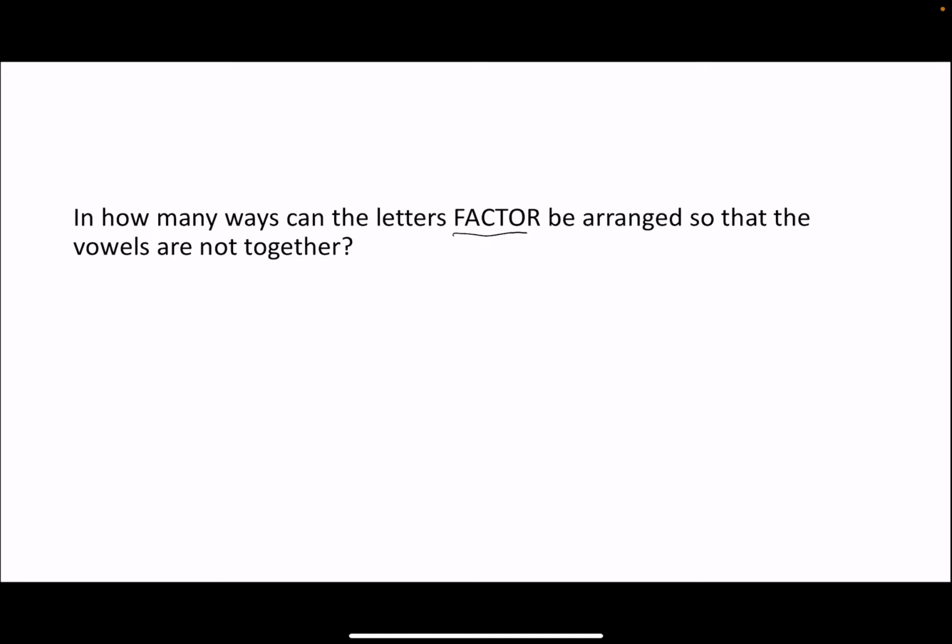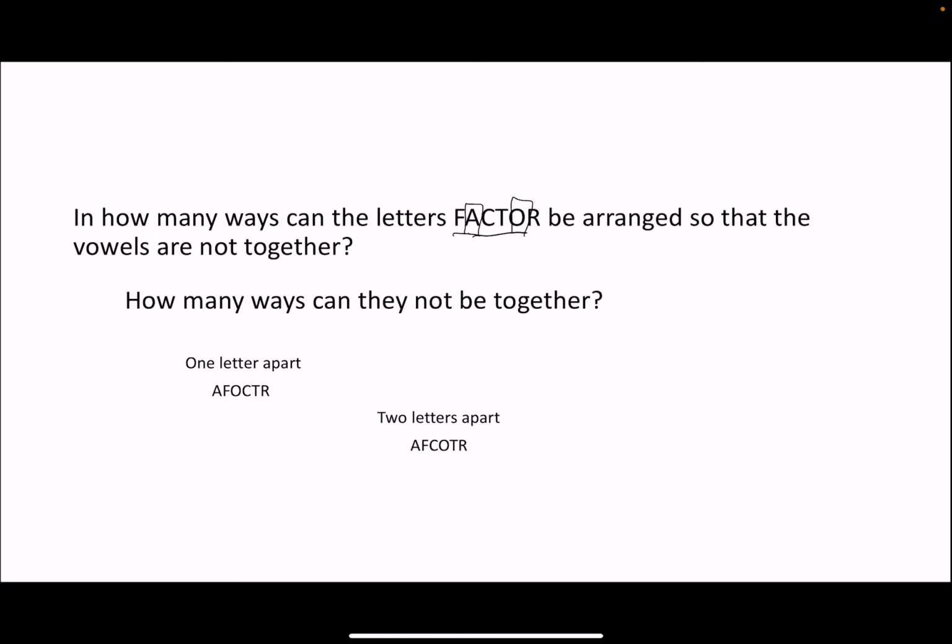Okay, so how many ways so that the vowels are not together? Well, A and O can be not together in a lot of ways. There's a lot of ways to not be together. So 1 letter apart, A and O right there. 2 letters apart, A and O right there. 3 letters apart, A and O right there. And by the way, it could have been F, A, C, O.